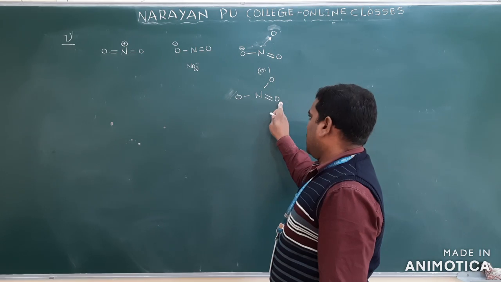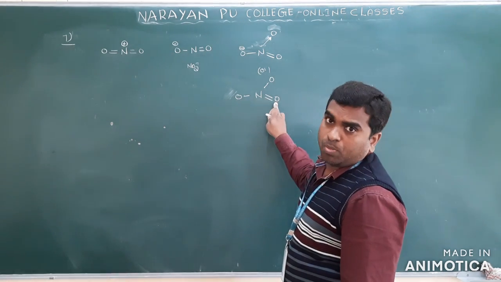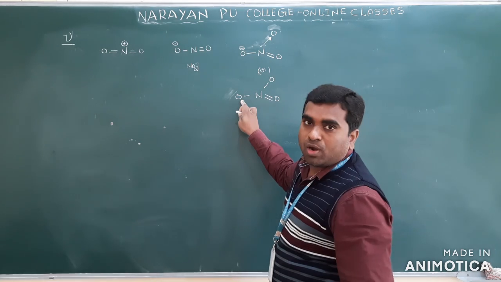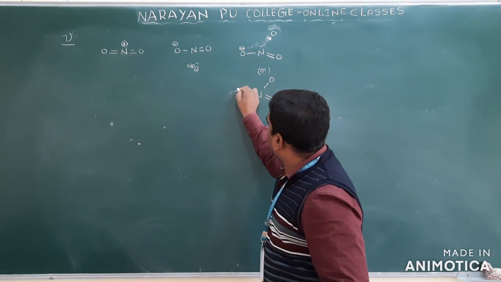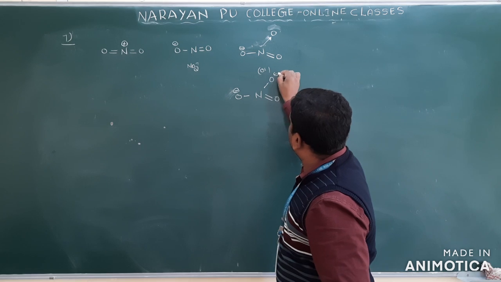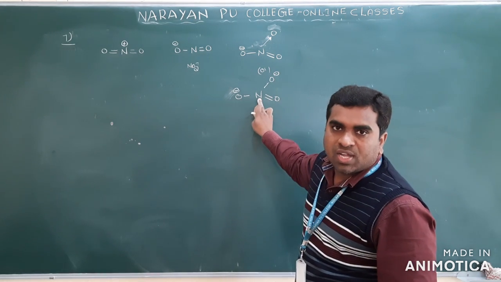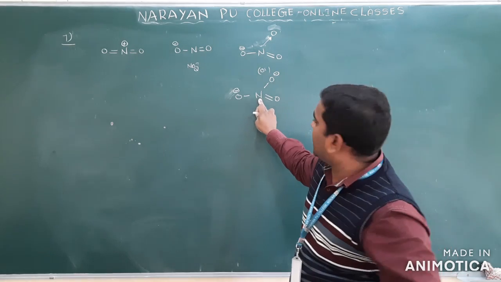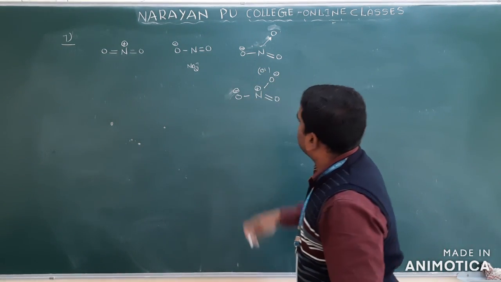Now, oxygen forming 2 bonds, no problem. Here oxygen forming 1 bond means less than 2, so less means negative. Here also negative. But nitrogen has to form 3 bonds. Nitrogen is forming how many bonds? More than 3, so it is positive. Both are the same state.